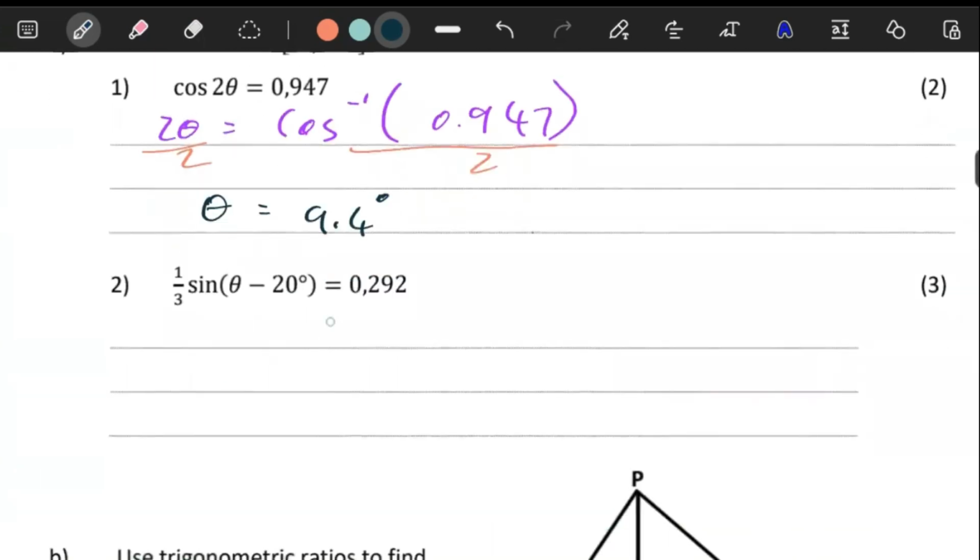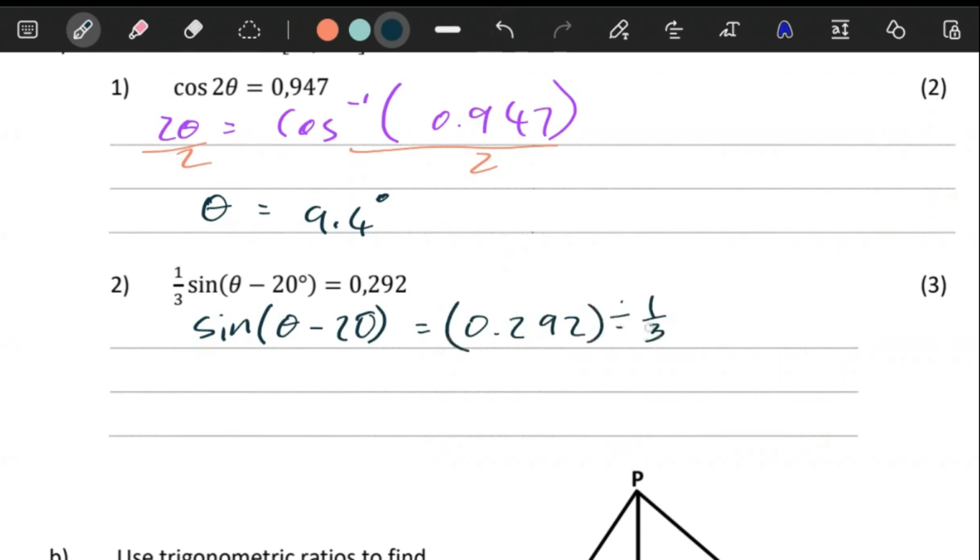So solving for this, remember you can divide both sides by a third. You see sine, you have theta minus 20, and then this divided by a third. You can literally just put it like that in your calculator. This here divided by a third. And then what is that going to be now? This is going to give you 0.876.